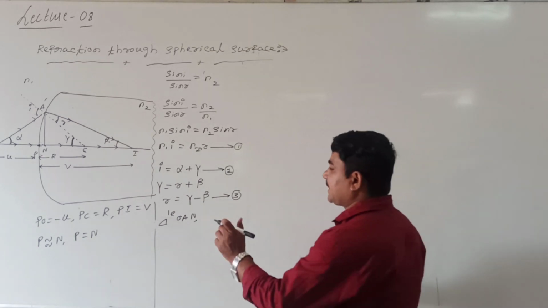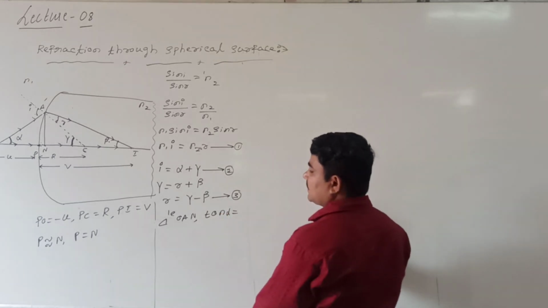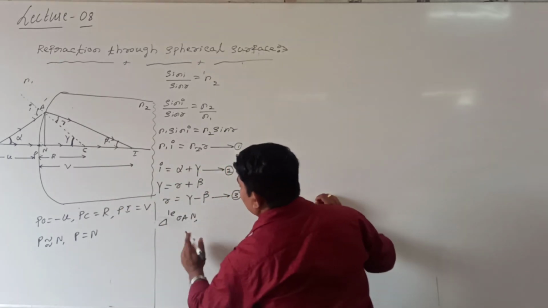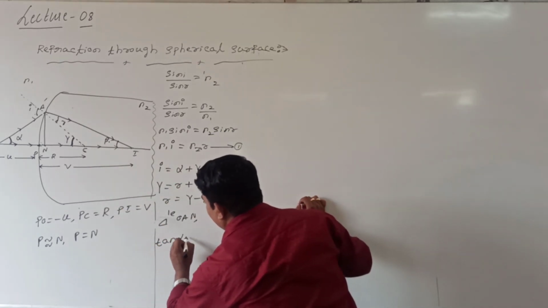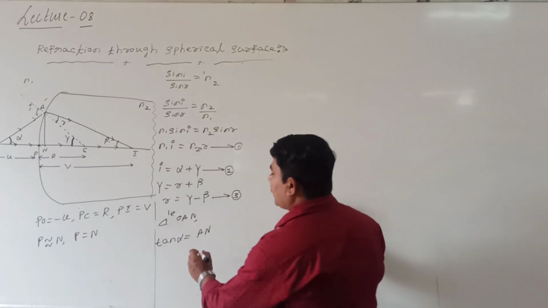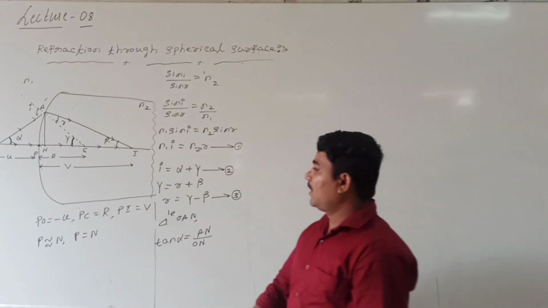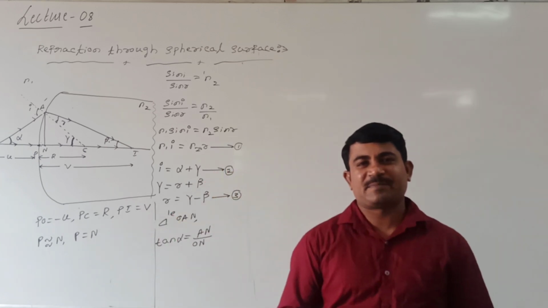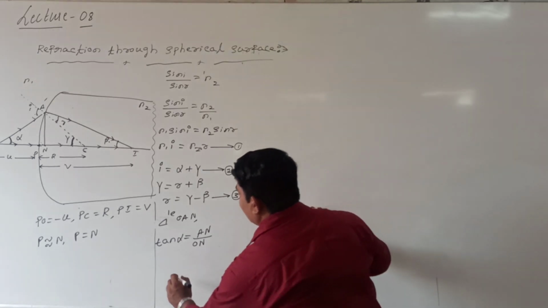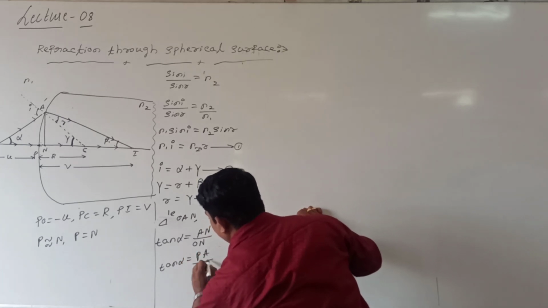In this triangle, I will take tan alpha. What is tan alpha? Tan alpha is equal to opposite by adjacent. Tan alpha is equal to AN divided by ON. But again, what we know? P point is very close to N point. Wherever N is, I will take the P value. Then tan alpha is equal to PA divided by PO.